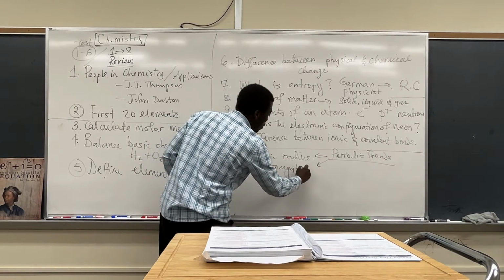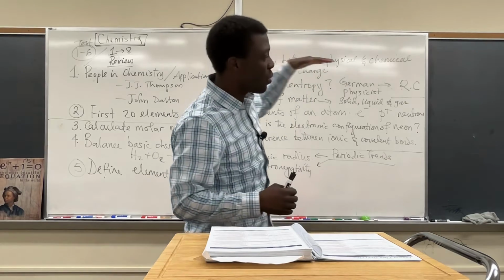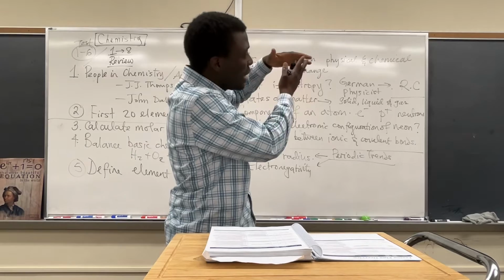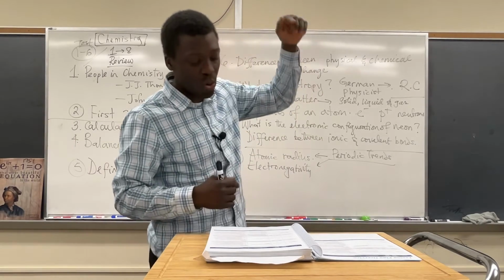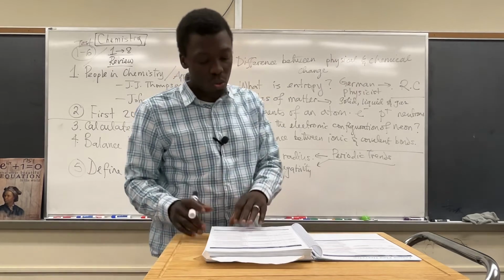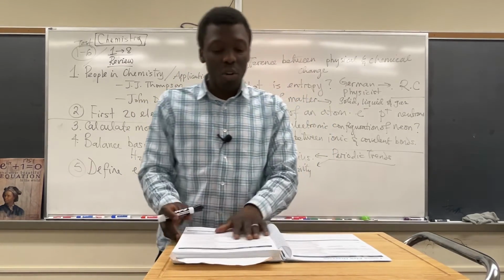What is the trend for electronegativity? Does it go up or down as we're going from left to right or from top to bottom? What happens? Do we increase in electronegativity when we go from the top of the periodic table down? And then from left to right, let's also work on that as well. Okay, so nothing from chapter 7 or 8.